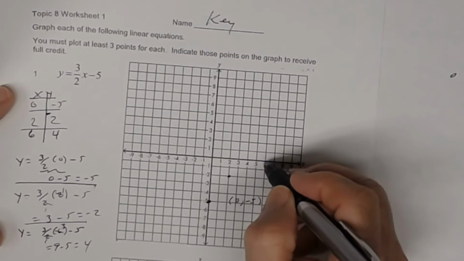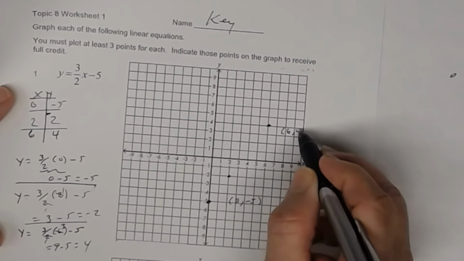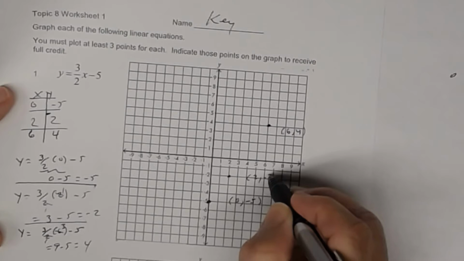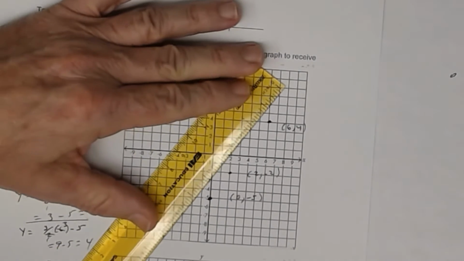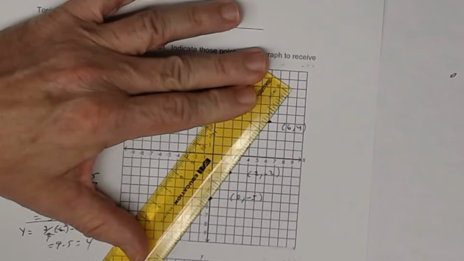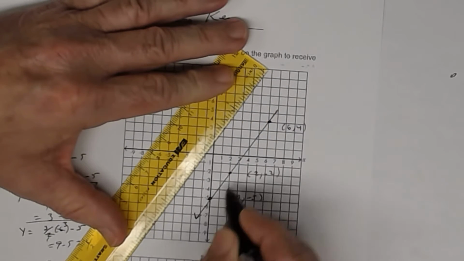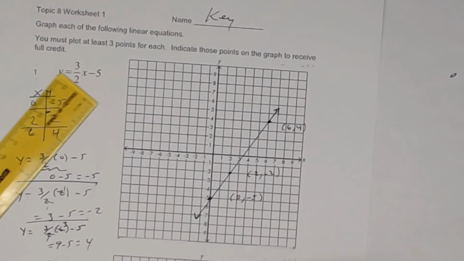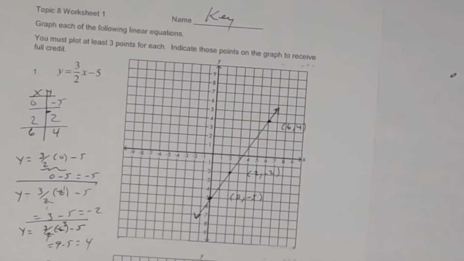So let's plot the point 6, 4. So that's going to be in the first quadrant, like this. So 6, 4. This was 2, negative 2. And then all you do is just take your ruler and draw your line. So remember in the lessons I indicated that I need to see these lines with an arrow on both ends. All right, so always make sure you're doing what you're asked to do.